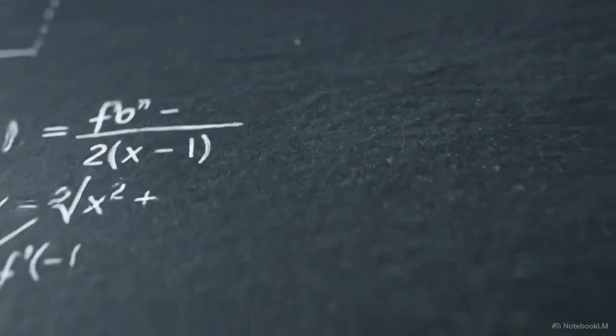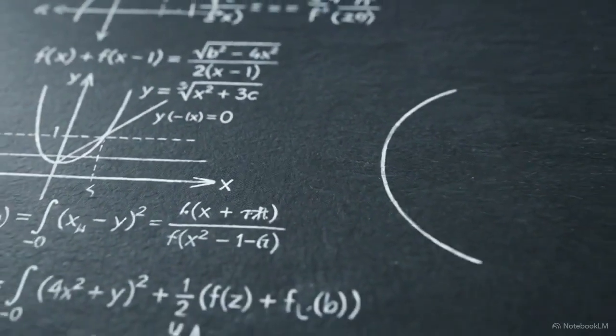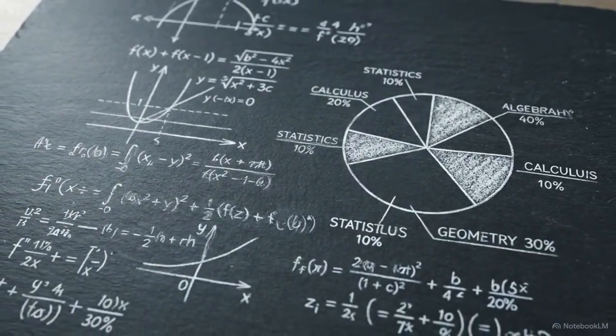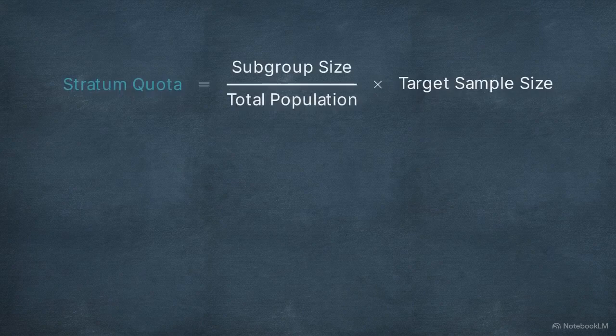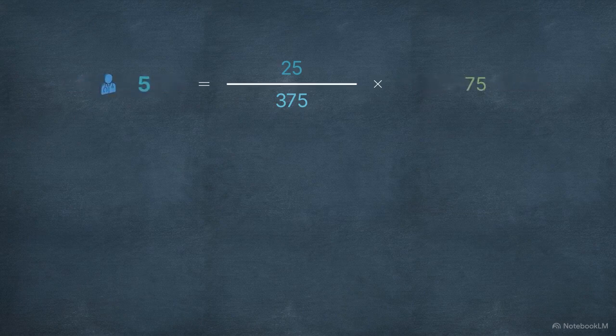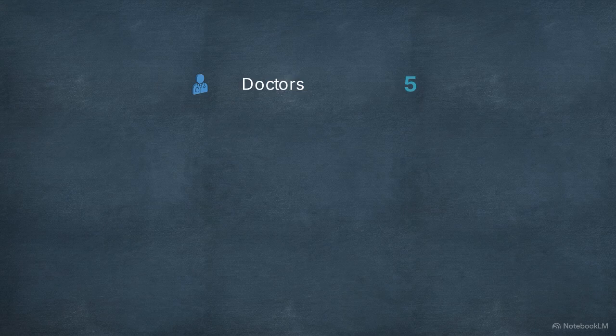Now we calculate the exact quota for each department. This ensures the proportions in our sample precisely match the total workforce. To find the quota for any stratum, take the subgroup size, divide it by the total population, and multiply by your target sample size. For the doctors, we take their subgroup of 25, divide by 375, and multiply by 75, giving us exactly 5 doctors.